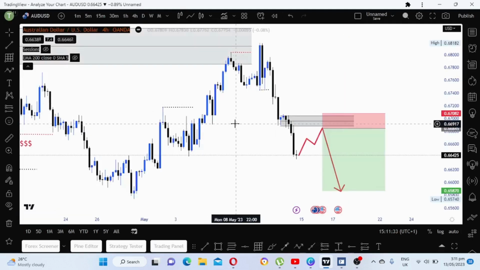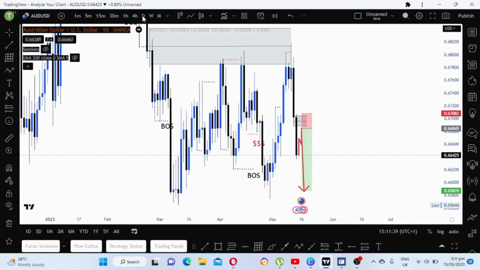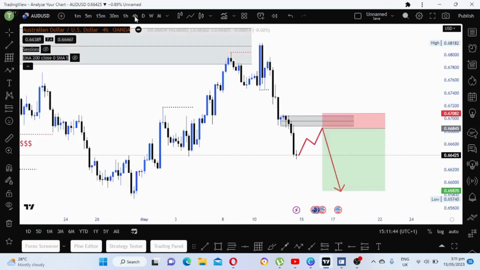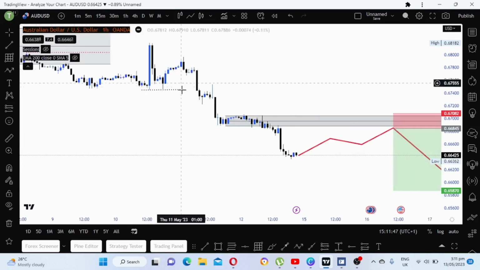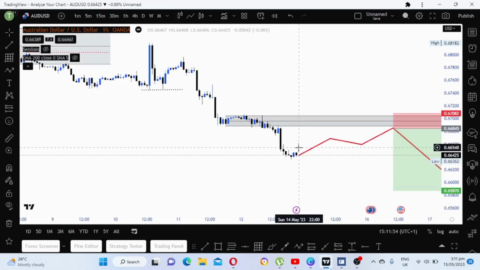Looking at AUD USD, we are bearish, as you can see on H4. On daily, we are also extremely bearish. So now we must wait for a pullback. You can either buy on H1 or M15. You wait for a change of character on a lower time frame and do what?